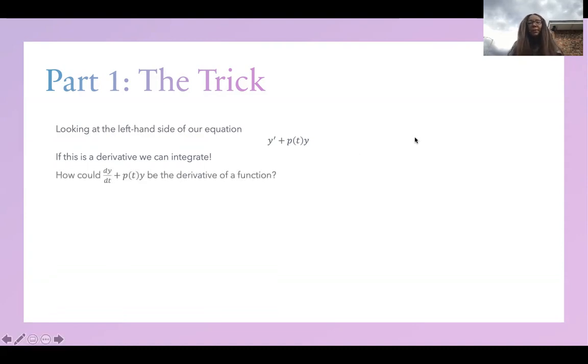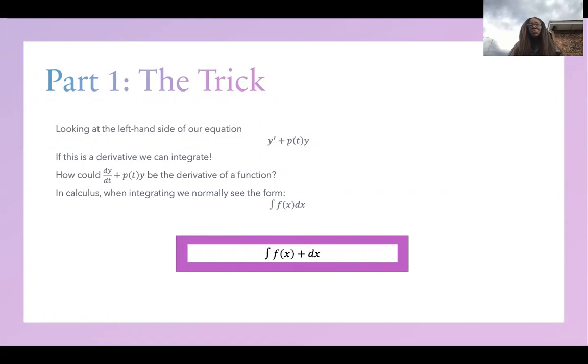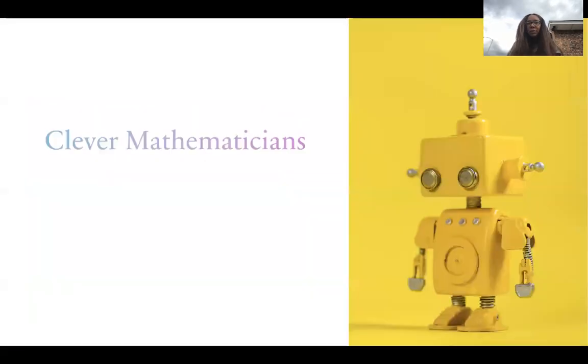But how could that be, right? If we write this out in a different form, we really have dy/dt plus p of t y, right? And in calculus, when we're integrating, we normally see something that looks more like f of x dx. And here, we've got this plus, right? This is really more like f of x plus d of x. And that's strange, right? That's not what we're used to seeing. So how can we possibly integrate this, or how could this possibly be the derivative of some function?